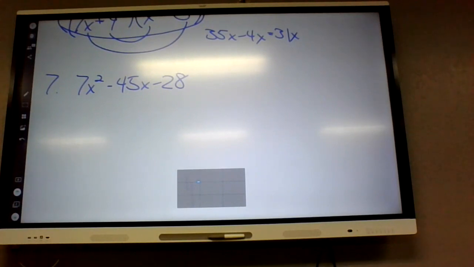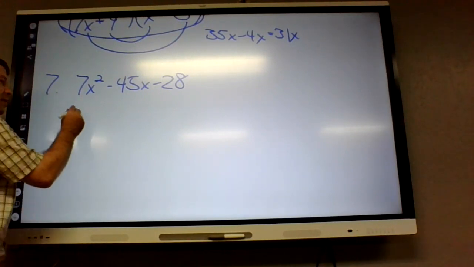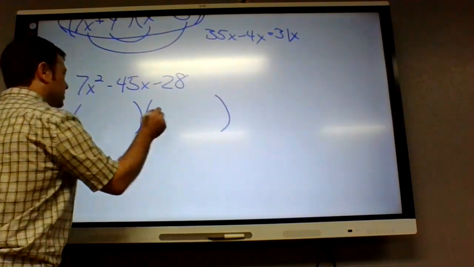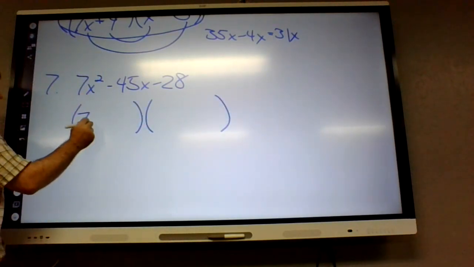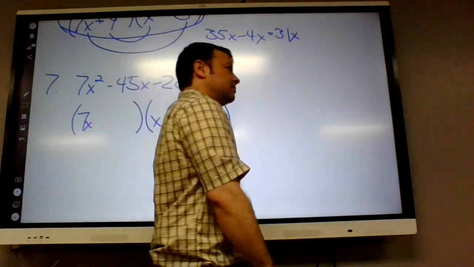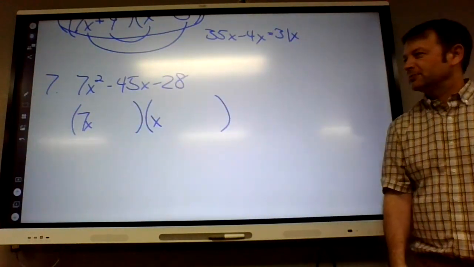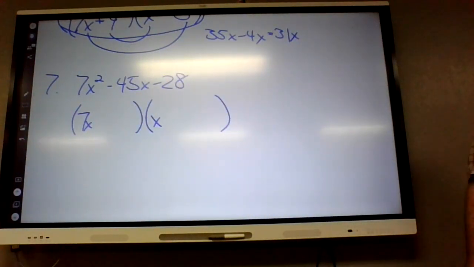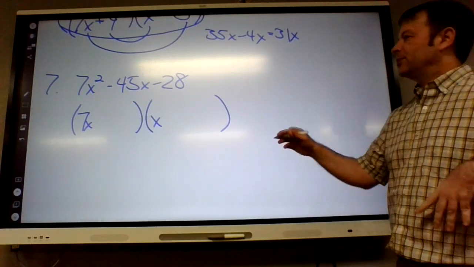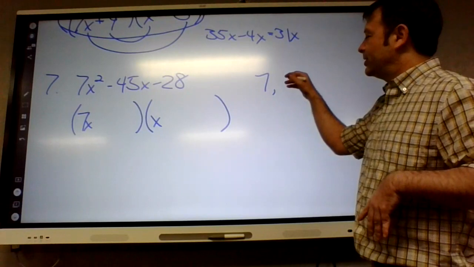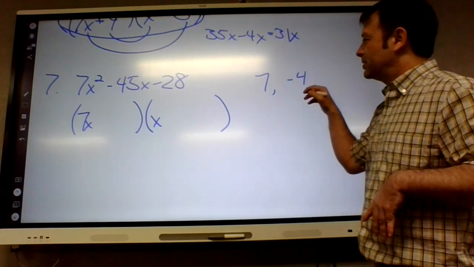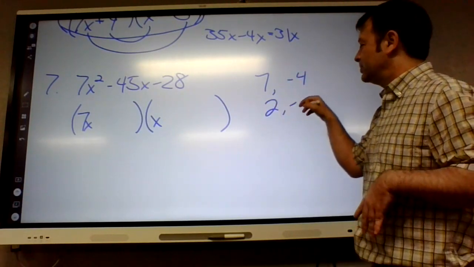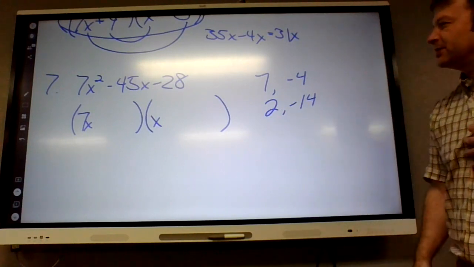Okay, this one kind of looks like the last one. Can we take anything out? No. What goes into 7x squared? Okay, there's not a lot of things that go into 28. What's the first thing that comes to mind? 7 and 4. One of them would have to be negative, so I'll just guess. And it could be like 2 and 14. Which one do you guys want to try?